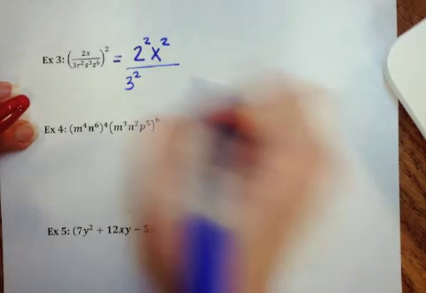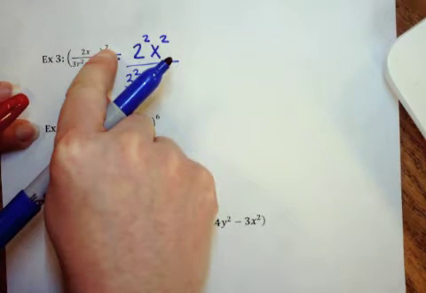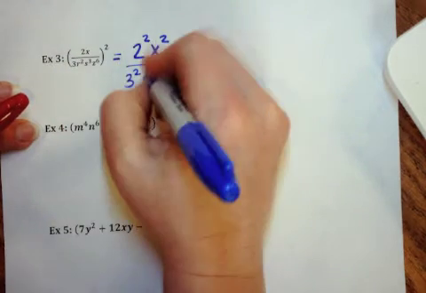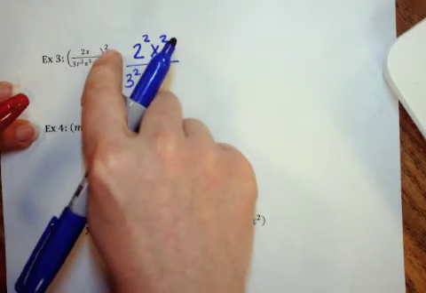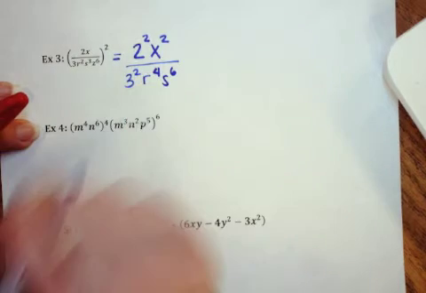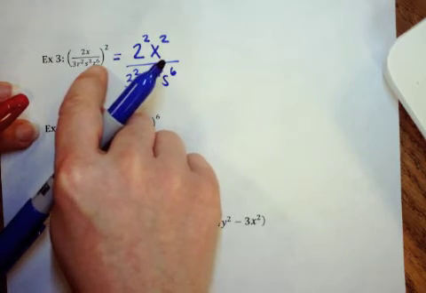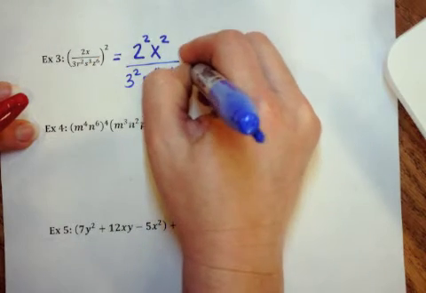3 squared. R has a square, and he gets a square, so that's a power to a power, so that's going to be R to the 4th. S to the 3rd gets a square, so that's going to be S to the 3 times 2 is 6. Z to the 6th raised to the 2nd is going to be Z to the 12th.